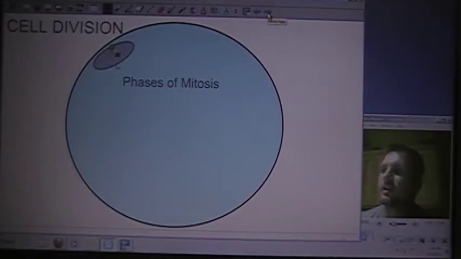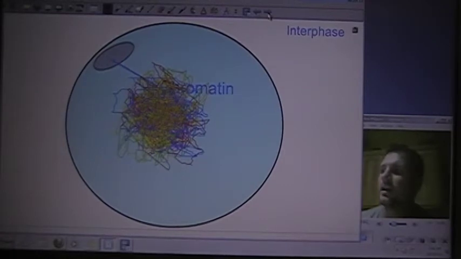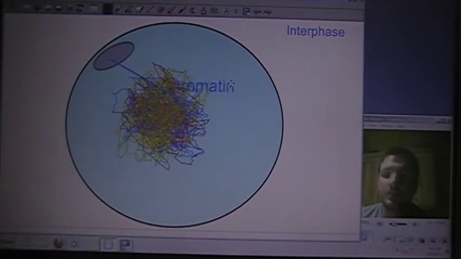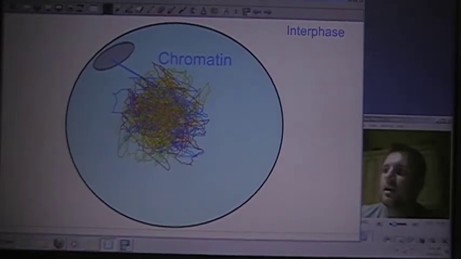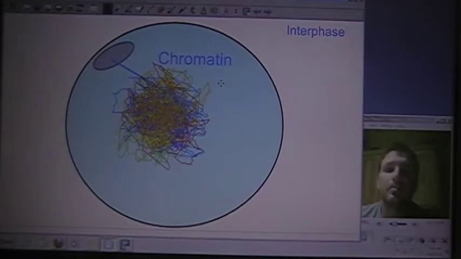Moving to the next phase, we're just going to look at the very first phase, and that's interphase. A lot of the process, a lot of the duplication takes place in interphase. We see the chromatin in full force at this moment, and we see that all the chromatin and all the strands of the chromosomes are starting to duplicate and make pairs.